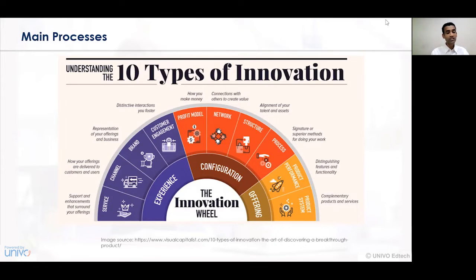The next perspective is the distinctive interactions you foster. That's the concept of understanding how we engage our customers. Engaging the customers is extremely important in order to see that the customer gets retained in the organization and they are not switching from one product to another product, one brand to another brand, or one commodity to another commodity.